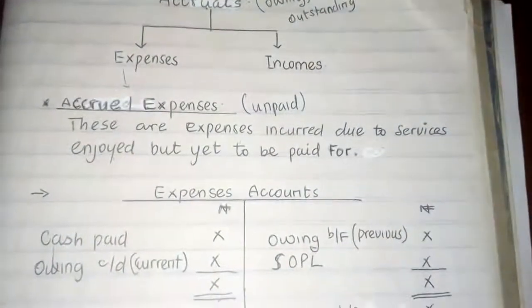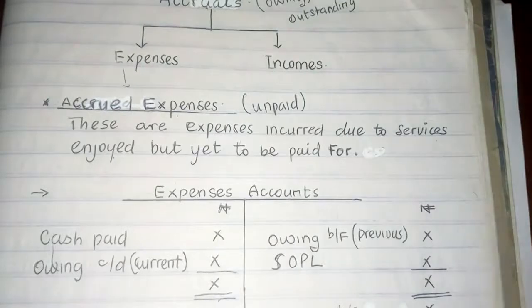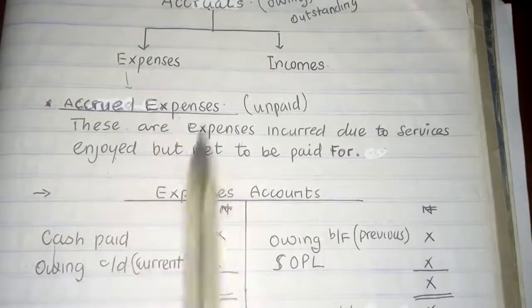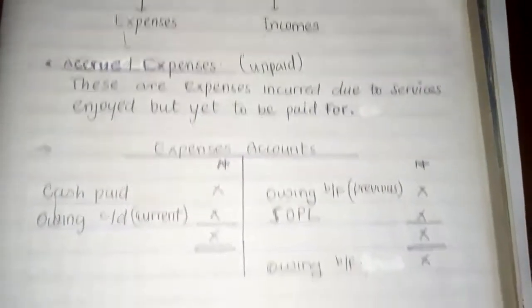The customers, we have not paid our supplier. That is accrued expenses. For example, the business may be owing for rents, maybe owing for electricity, rates, rent, telephone, but the business must have enjoyed the electricity but yet to be paid for. That is what we call accrued expenses. Hope you understand that. Now, the accounting entries go thus.